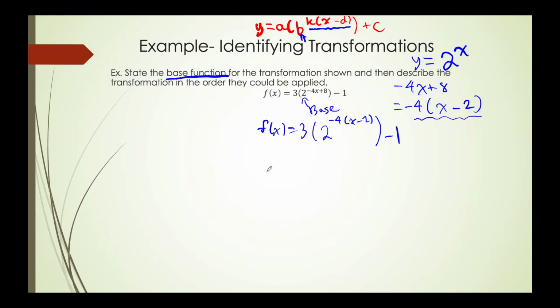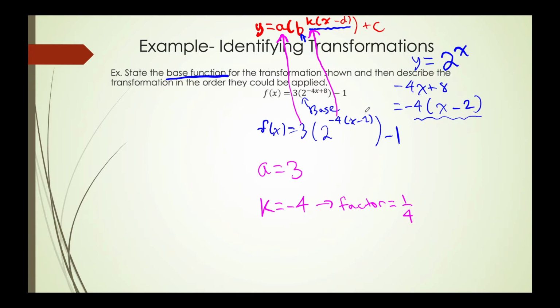Now that we have rewritten the exponential function, I hope it is more clear what the a, k, d, and c variables are. So we first notice that our leading coefficient is 3, so that means that a is equal to 3, so this graph will be vertically stretched by a factor of 3. And next we notice that the k value is negative 4, so that means that we reflect on the y-axis, and the graph has been horizontally compressed by a factor of 1 over 4. So just remember that we have to take the reciprocal to find the factor there.